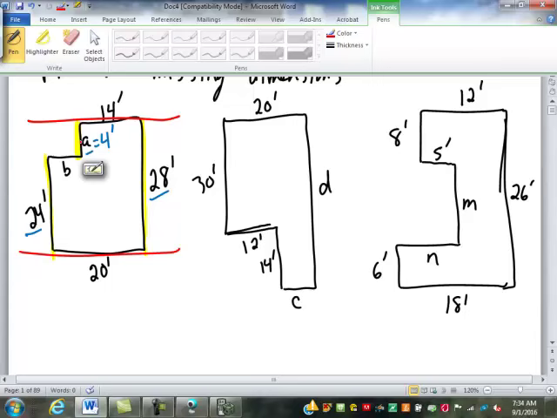For some people, it's easier if you slide that dimension over like that and make it one solid straight line. So then you can see definitely that 24 and A add up to the 28. So you see 28 minus 24 gives you 4.